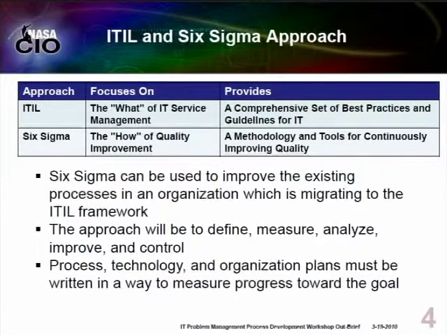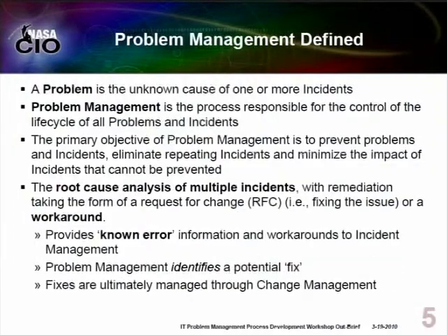So real quick, if you've seen these before, again, we used a lot of tools out of the Lean Six Sigma toolbox. ITIL and Lean Six Sigma worked very well together. ITIL is the basic framework for IT service management, and then Six Sigma looking for improvements on the quality of the existing and the to-be process. So what is problem management? A problem is the unknown cause of one or more incidents. Okay? Again, it's the unknown cause of one or more incidents. Problem management is that process responsible for controlling the life cycle of that process.